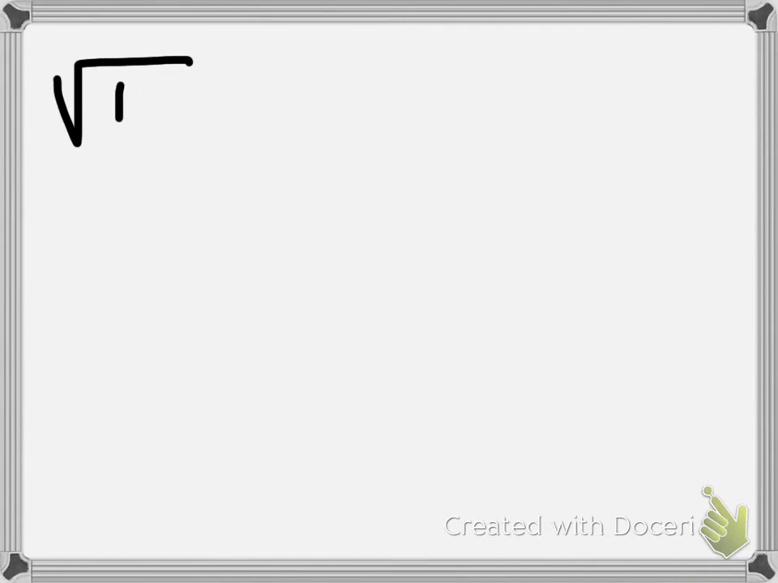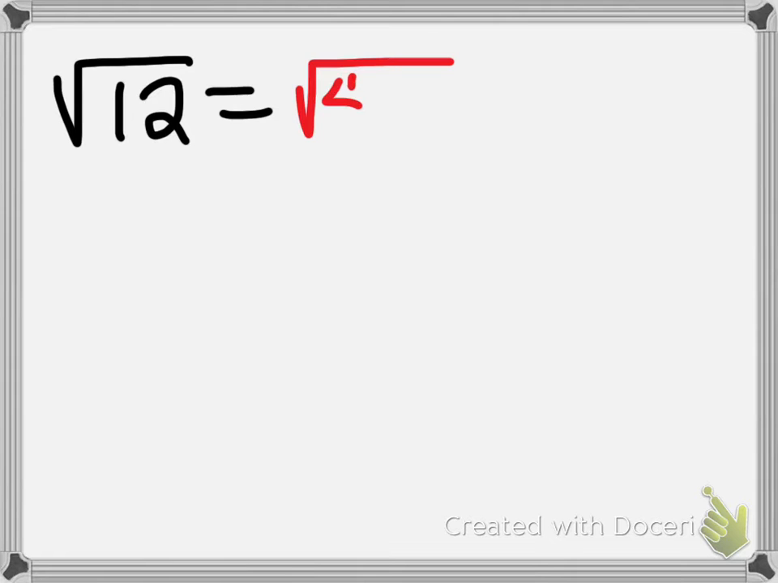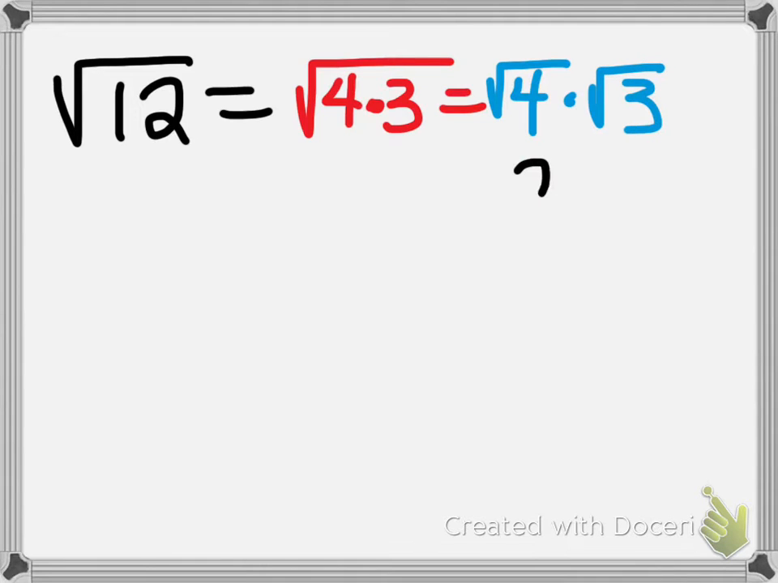Okay, another method of simplifying radicals is to use the factor tree. So we're going to use our example, 12. We broke down 12 to be the square root of 4 times the square root of 3, because 4 is a perfect square and 3 is a prime number. That's how we got 2 square roots of 3.